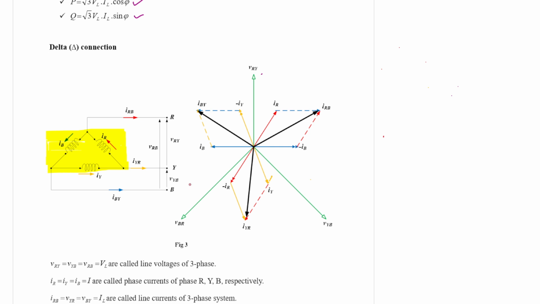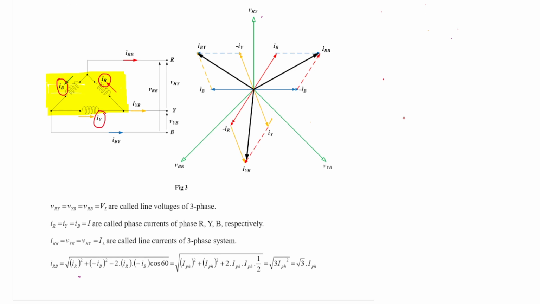First, this is current IR, this is IY, this is IB. They are called respective phase currents. IR, IY, IB are all equal for a balanced system. So since they are all equal, we call them I phase, IPH.